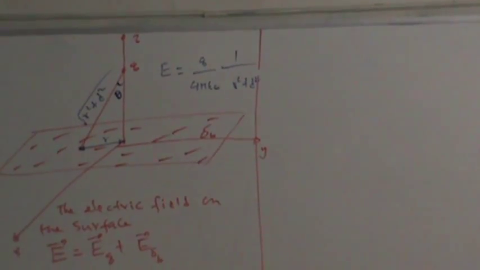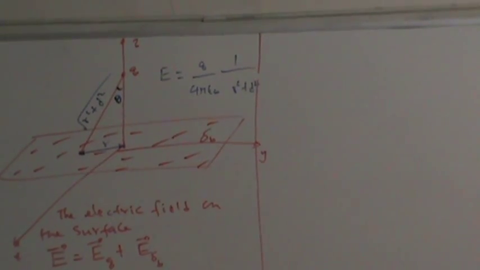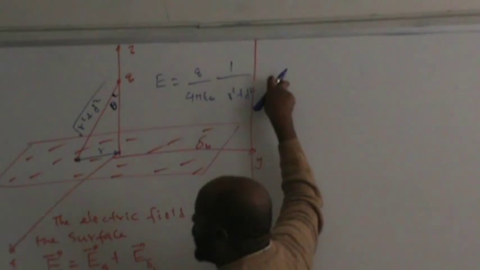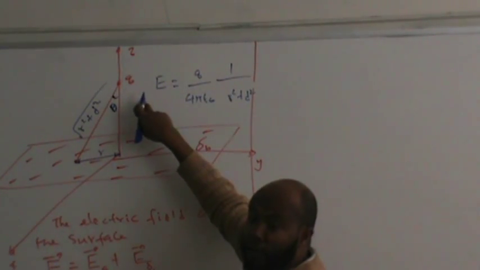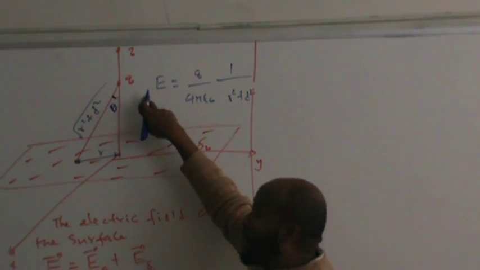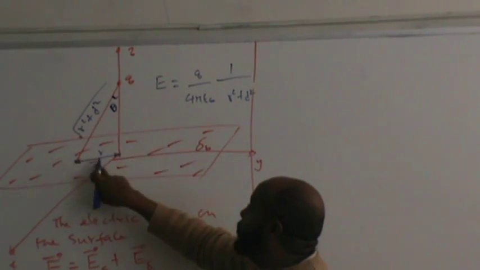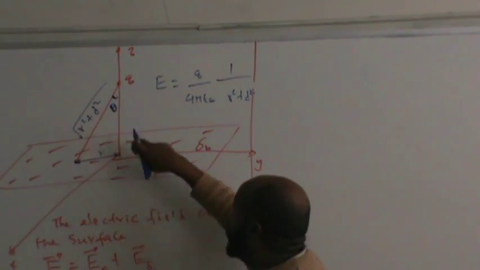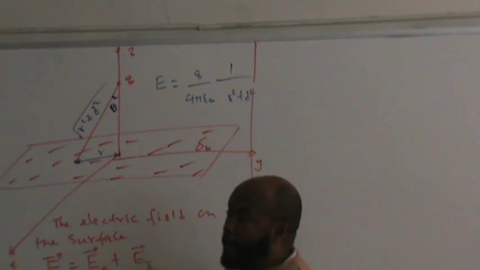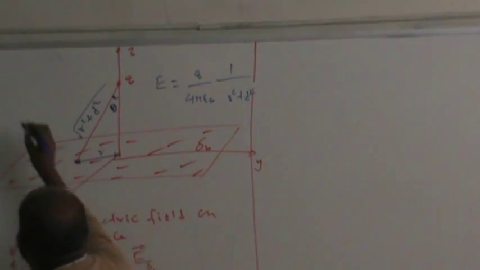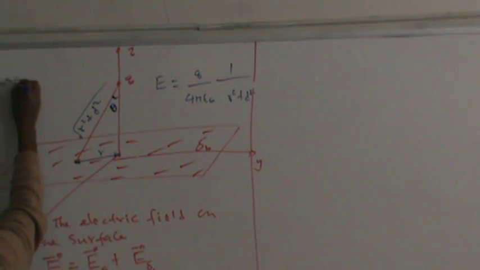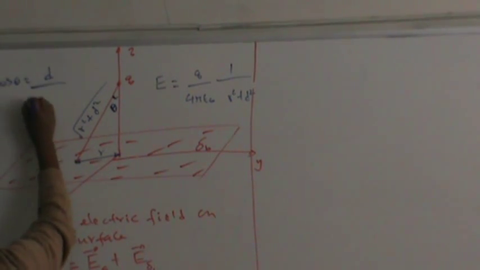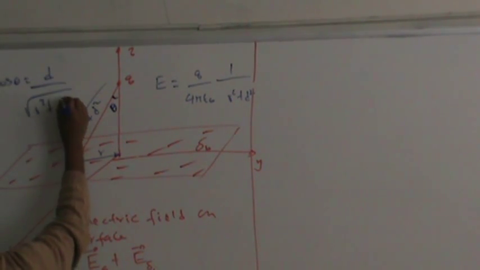You agree? Now, what's going to be the z component? The z component is going to be this magnitude times cosine of theta, right? And cosine of theta, how do you express it in terms of this length and that length? Yes. Cosine of theta is going to be d over the root of r squared plus d squared.